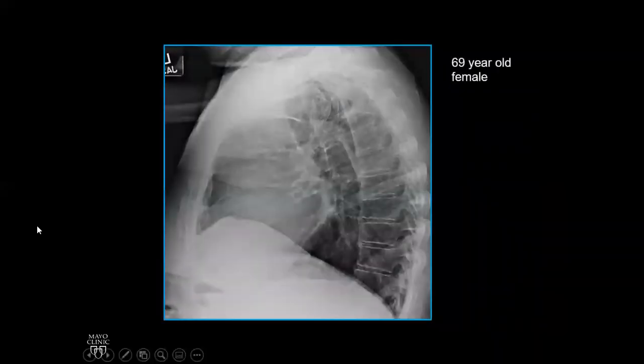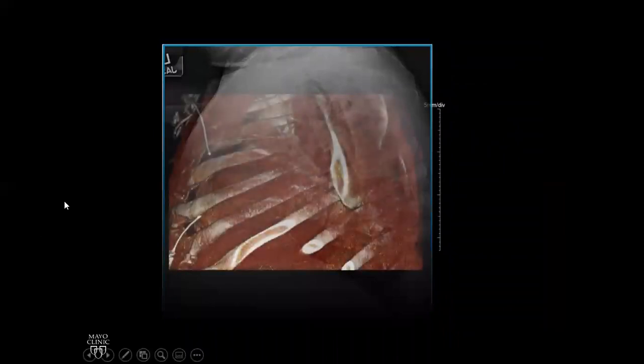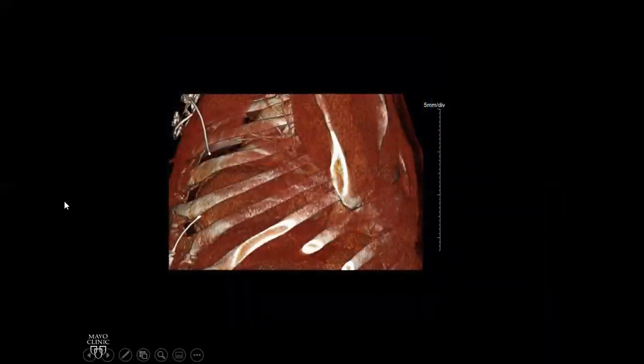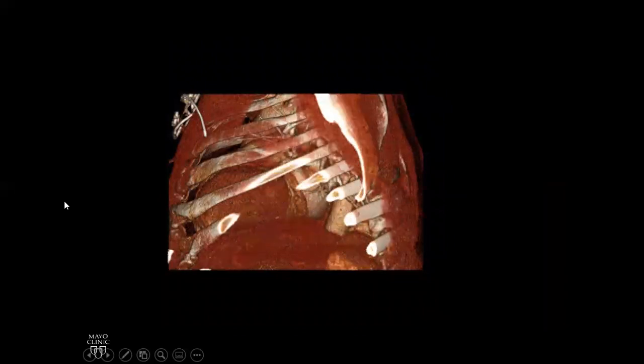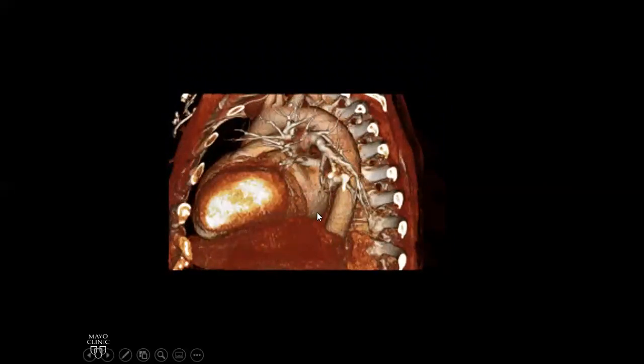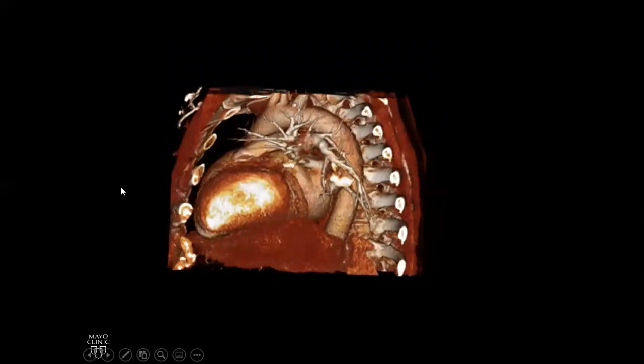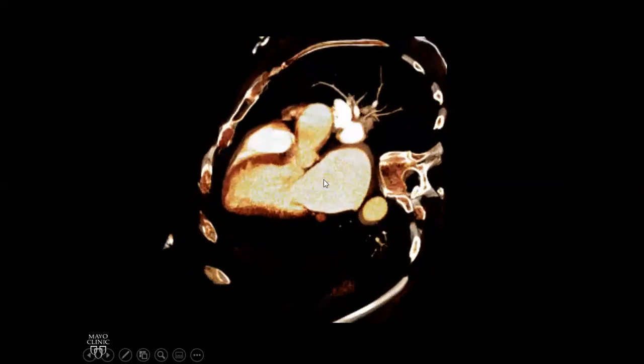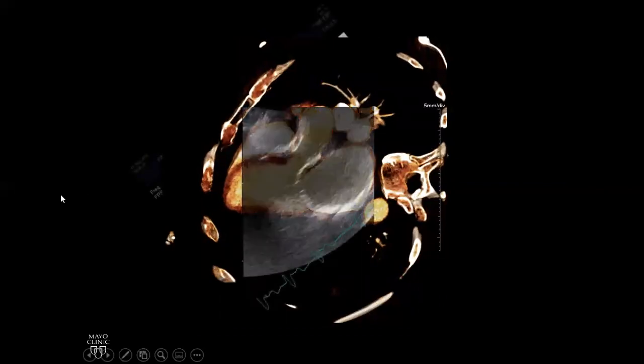Okay, here's a different patient, 69-year-old female with atrial fibrillation. That contour there is, if we peel away on her, this is all left atrium here. This is the coronary sinus. This is left atrium.